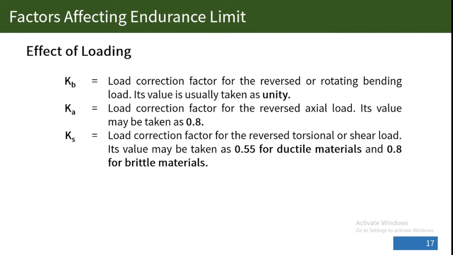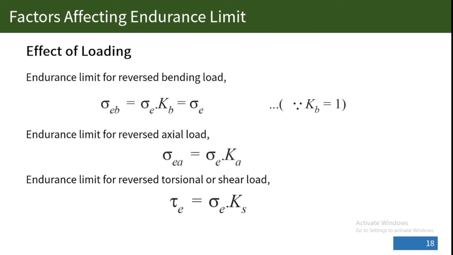And lastly, the other correction factor is the K sub S, which is the load correction factor for the reversed torsional or shear load. And for two possible materials that may be used for the machine member, there are two possible values that may be used for K sub S. For ductile materials, its value may be taken as 0.55, and for brittle materials, it is 0.8. Thus, we have the following relations to get the endurance limit for different types of loading.